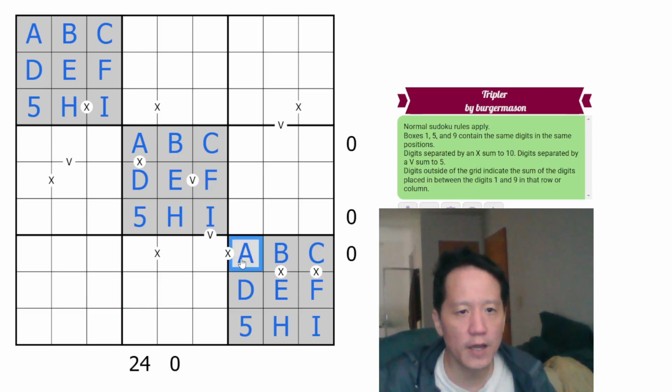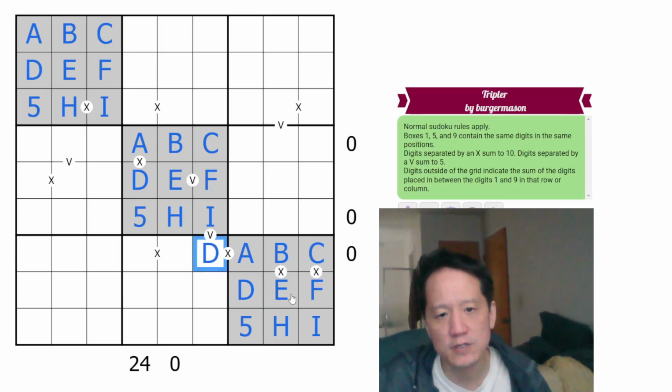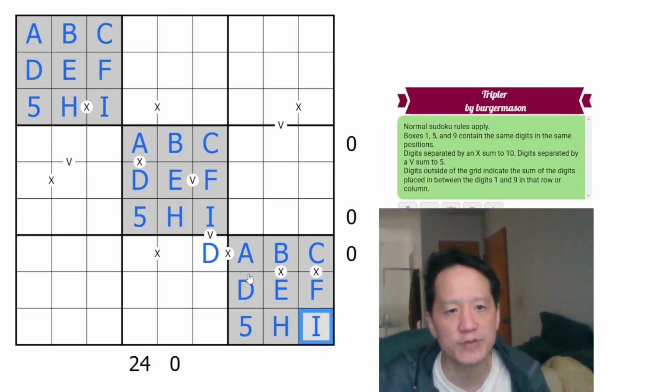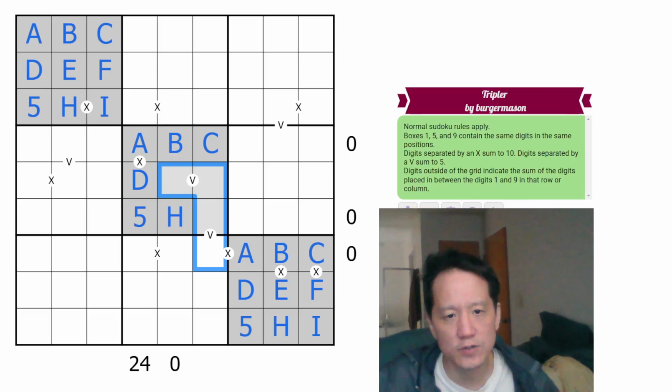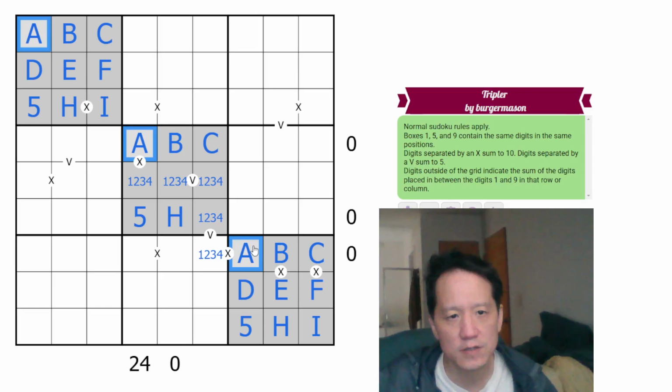Now, A adds up with D to add up to 10, so this must be D. So D and I add up to 5. E and F add up to 5. So we know those are 1 through 4, specifically. So this is 1 through 4. And this is 1 through 4. So A has to be 6 through 9.